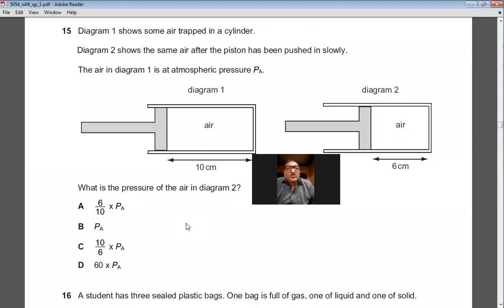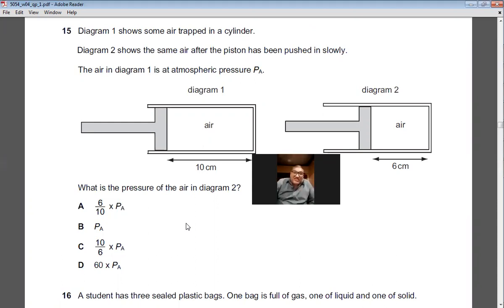Diagram 1 shows some air trapped in a cylinder. Diagram 2 shows the same air after the piston has been pushed in slowly. The air in diagram 1 is at atmospheric pressure PA. What is the pressure of the air in diagram number 2?